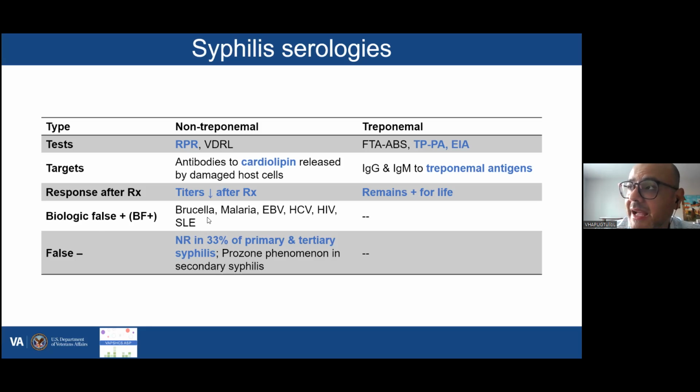So you start looking at other causes for that positive RPR. Do they have another infection? Do they have lupus that is active? Do they have HIV? Things of that sort. Does that make sense? Yes, it does. Of course.